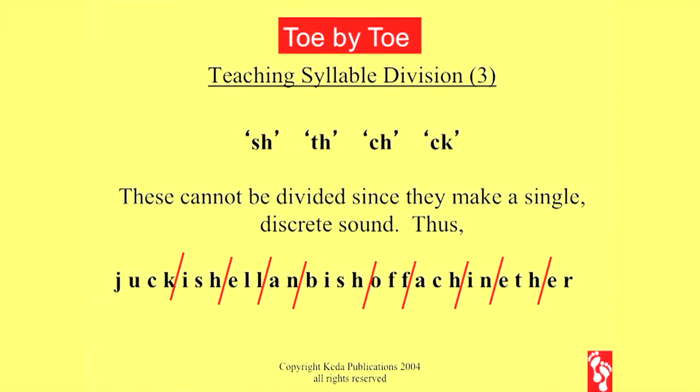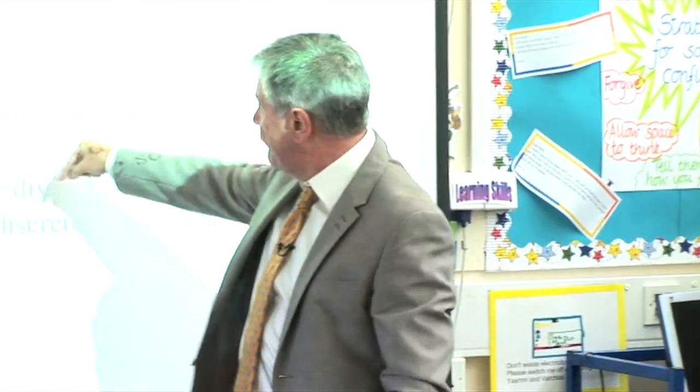sh, th, ch, and k, or as Ruth Miskin would say, sh, ch, k. These make single discrete sounds. We cannot split them up, can we? Because it's a single sound. So we have to draw the line after the H, or in this case, after the K, the kicking K.